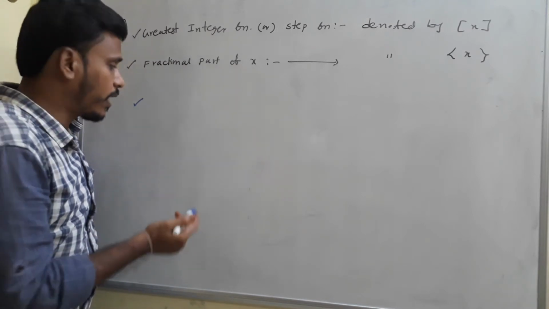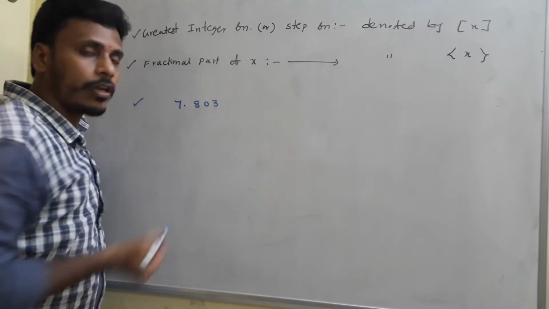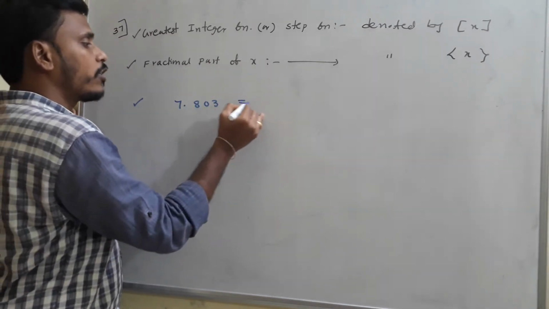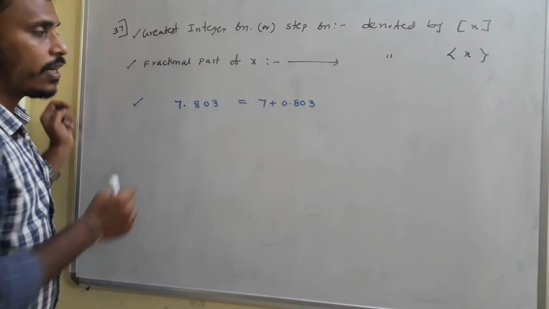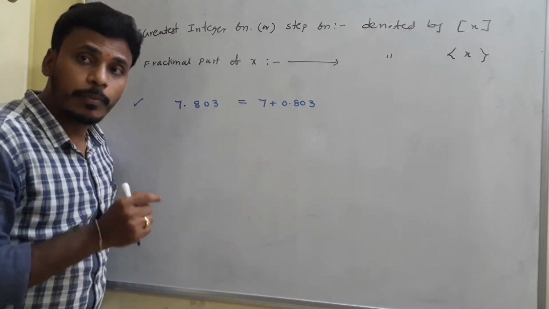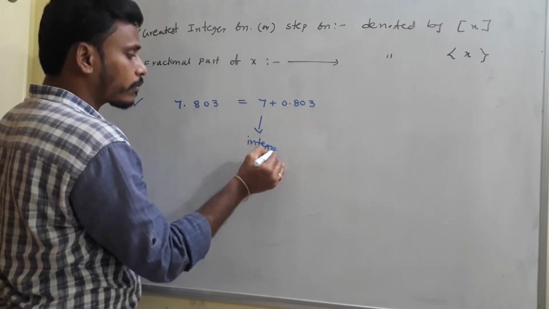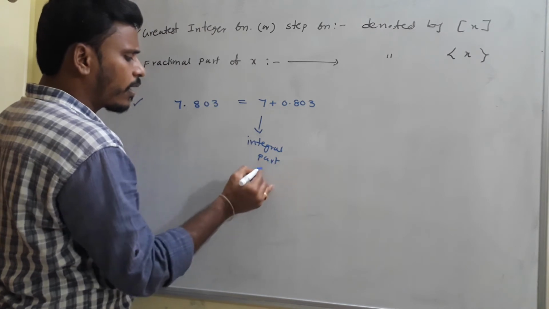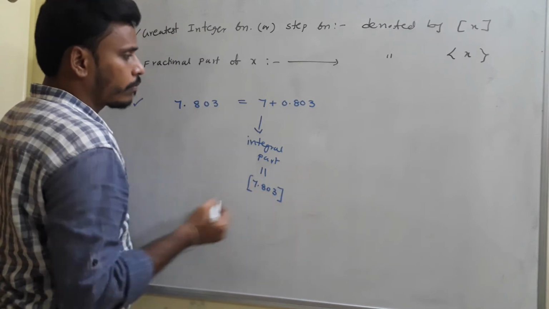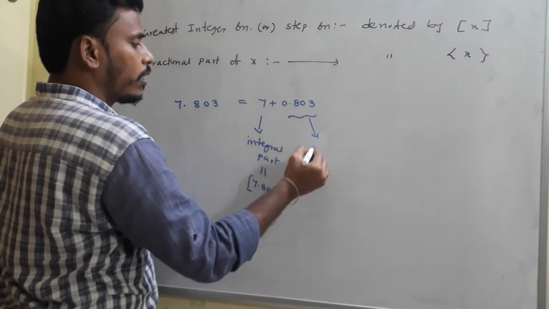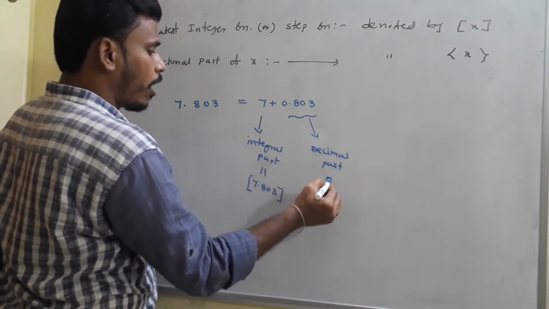I will start my discussion with an example. Suppose I have a number like 7.803. I will write this 7.803 as 7 plus 0.803. See, this 7 is an integer and 0.803 is the decimal part or the fractional part. This 7 is the integral part, and this part is denoted by the step of 7.803. Whereas this 0.803 is the decimal part or fractional part.